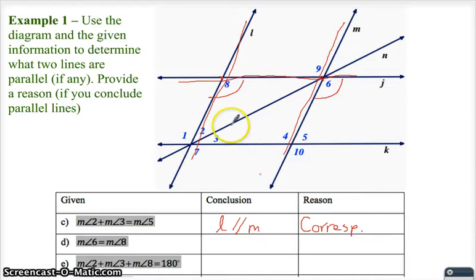All right, 6 and 8 appear to be corresponding. And they're corresponding on these two parallels. It would look like L and M would be the parallel. Okay, I think the eraser works on the highlighter. We'll try that next time. I think that'll be easier to see.